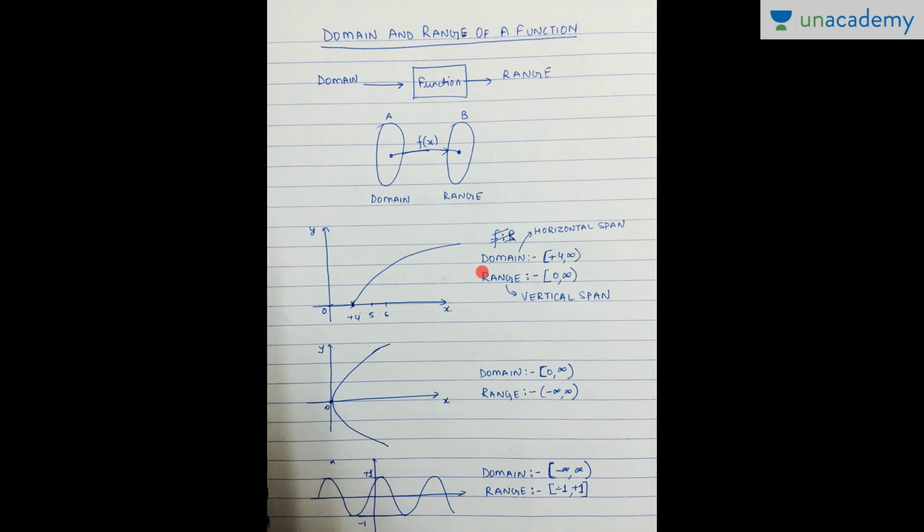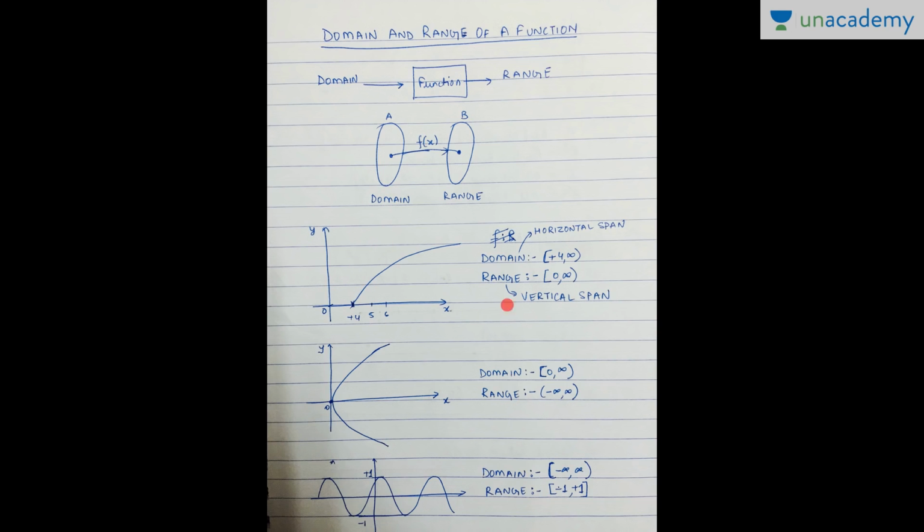So domain is basically the horizontal span and range is the vertical span. So if you have a graph, the horizontal span will be the domain. So if you have this graph, the horizontal span of this graph is from plus 4 to infinity. So its domain is plus 4 to infinity, including 4. The range of this graph is from 0 to infinity, including 0. So range is the vertical span.